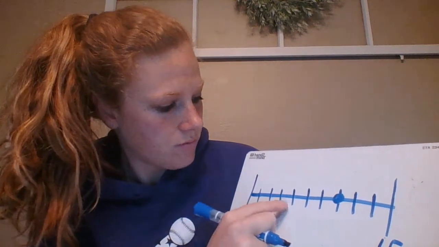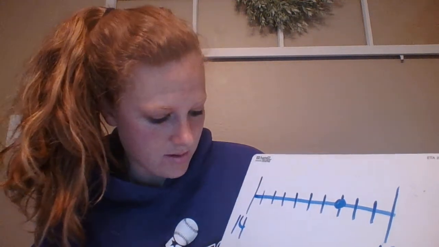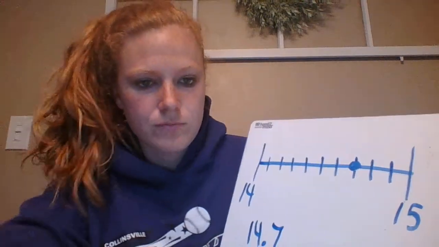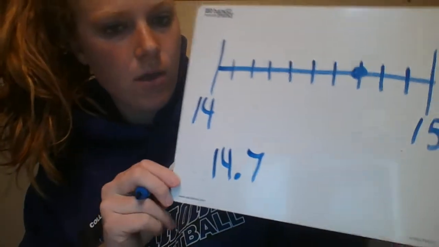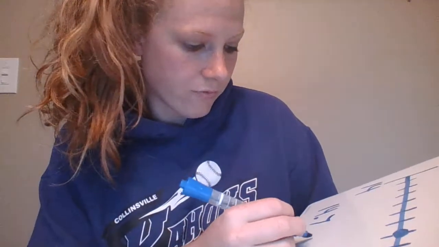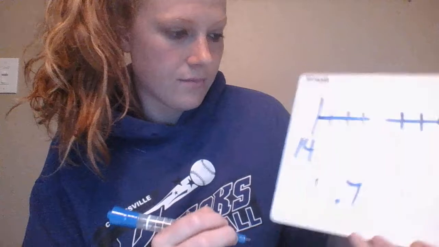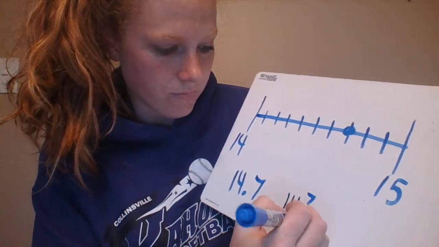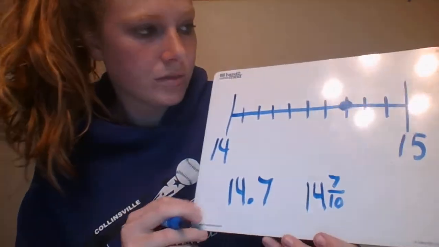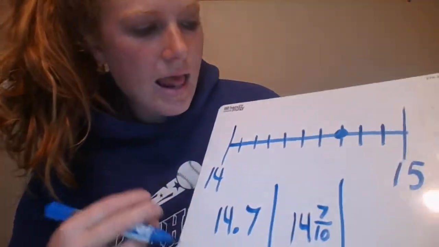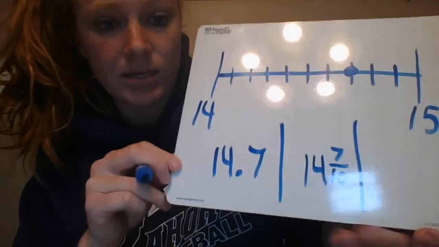We have 1, 2, 3, 4, 5, 6, 7. So I would write it as 14.7. Then if I were to write it as a fraction, I would write 14 wholes again. And then I would write 7/10.